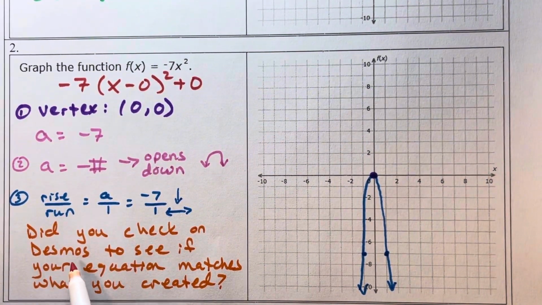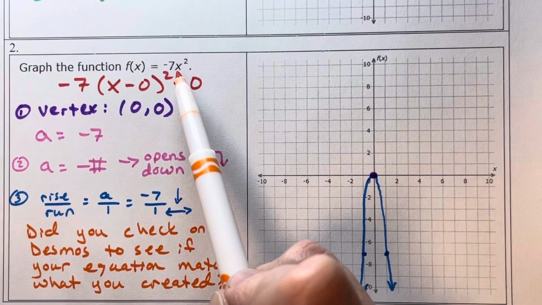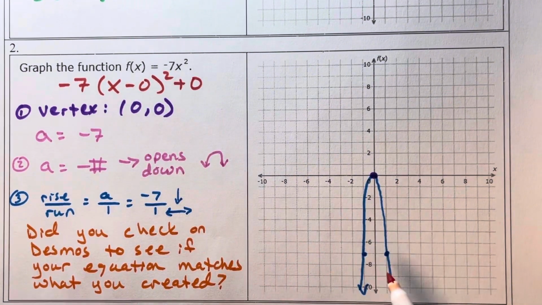I cannot express enough how helpful Desmos is to see if you have graphed your equations correctly. So if you graph this in Desmos, negative 7x squared, you will see that it matches what we have created here. If it doesn't match, then things need to be fixed.